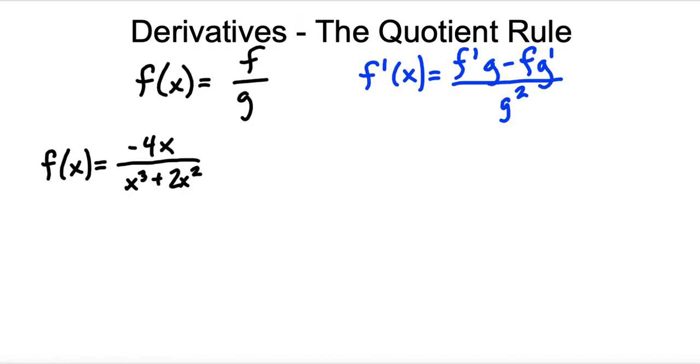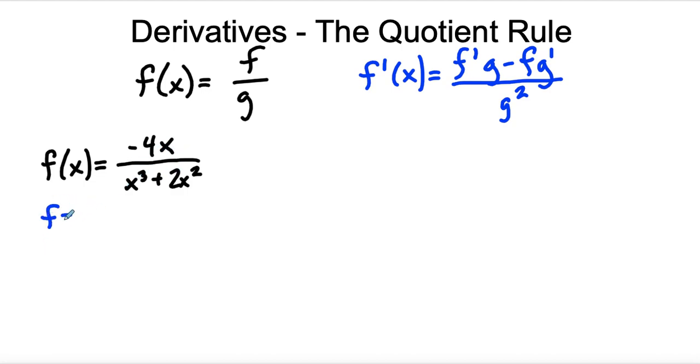Using the quotient rule to find the derivative of a rational function, or a fraction where you have x in the numerator and x in the denominator. Because of that, this is really the only option you have for finding the derivative. If there was only a number in the numerator, you could do it with the quotient rule, or you could do the chain rule. But once you have an x in the numerator, you know that you have to do the quotient rule.